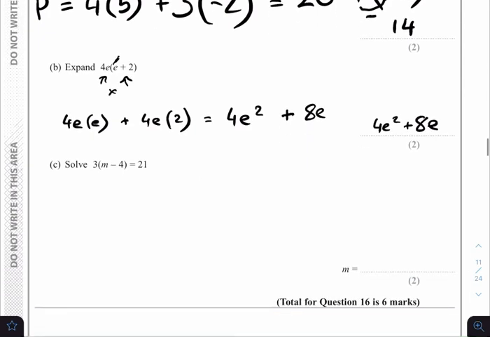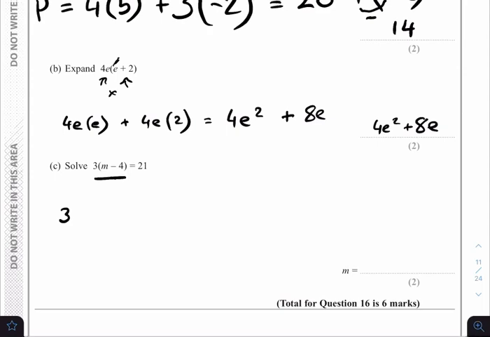Part C, solve 3 open bracket m minus 4 close bracket equals 21. So if we just expand this bracket out, so expanding the bracket just means multiplying out everything in the bracket to the outside, similar to part B. So we've got 3m minus, because there's a minus symbol there, 3 times 4, which is 12, and that equals 21. So by solving, we want to get a value for m.